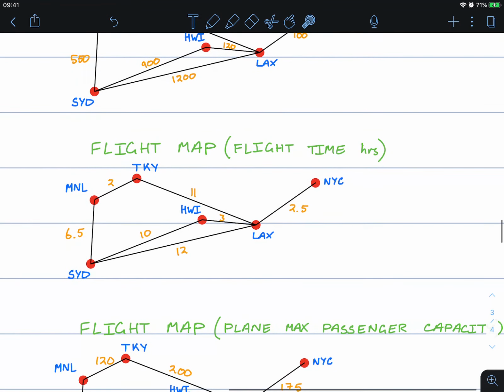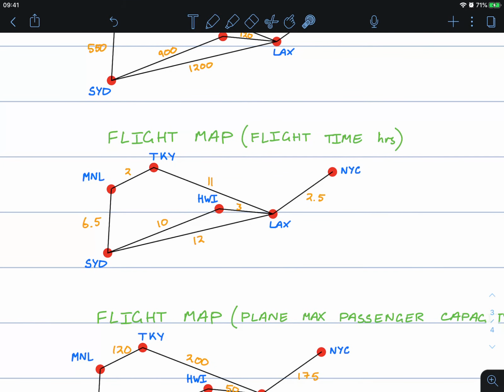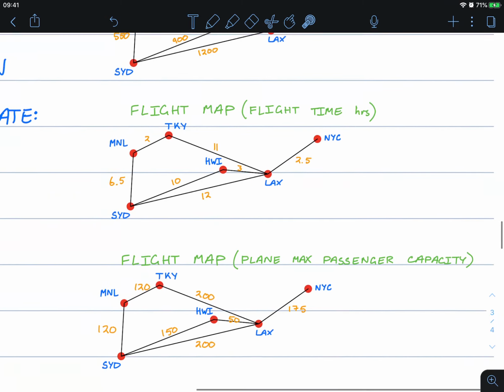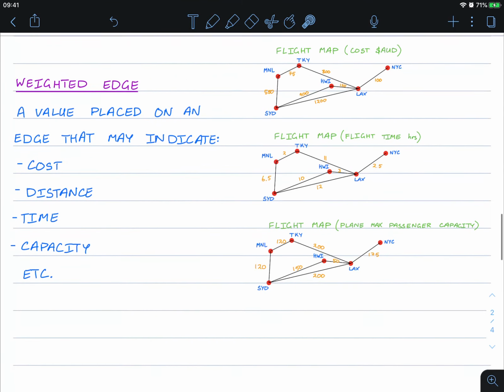We could make the edges weigh the time taken. So from Sydney to Manila, it's about 6.5 hours. From Sydney to LAX, it's about 12 hours. These numbers are made up, by the way. I'm not too sure if these are correct. Or it could be passenger flight capacity. It could mean anything.